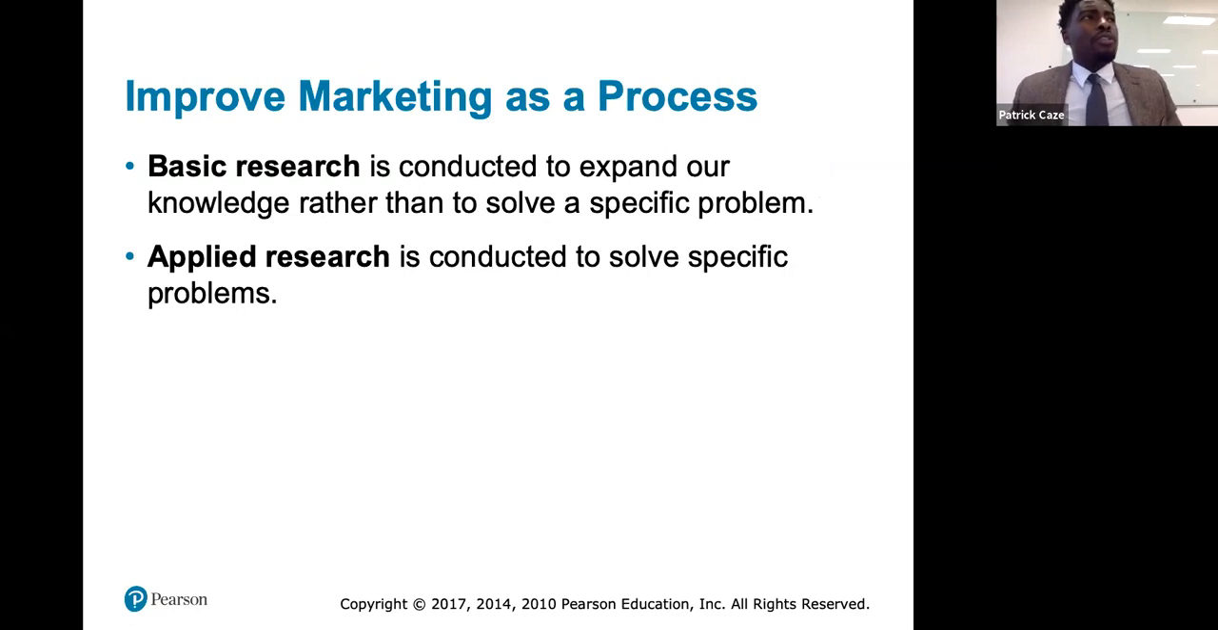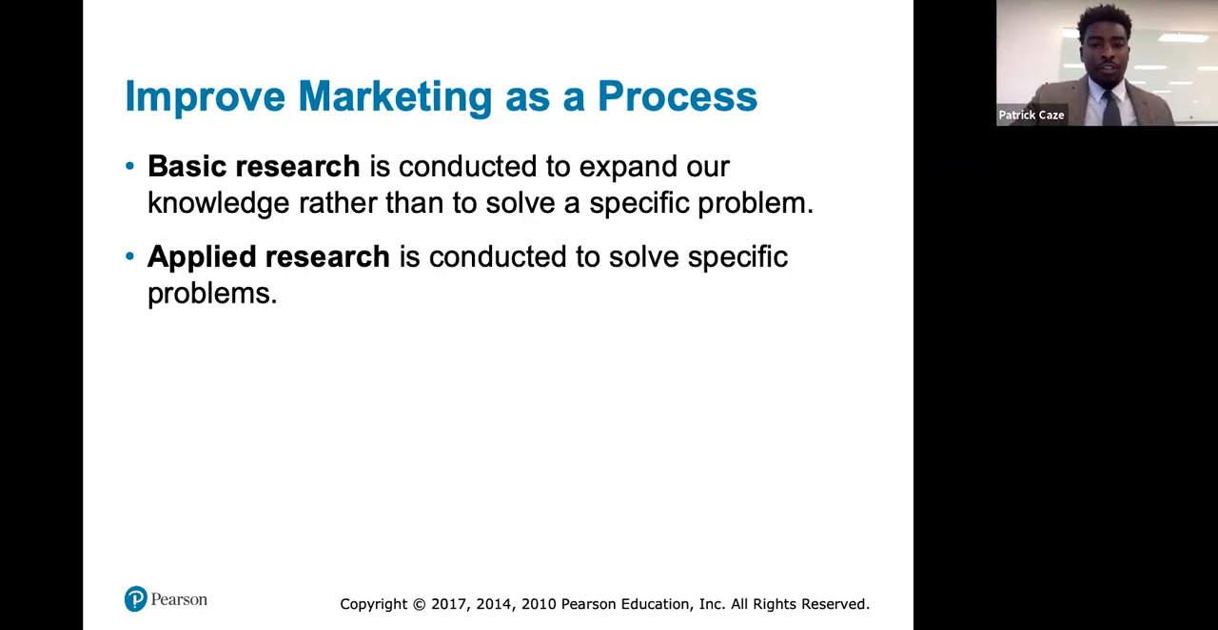All right, so improve marketing as a process. You have basic research and applied research. Basic research is just conducted to expand your knowledge rather than to solve a specific problem. Basic research is really there just to say, okay, I just want to know about something. I want to know about cars, shoes, clothing, particular foods, GMOs or the Impossible Burger. What is that about?